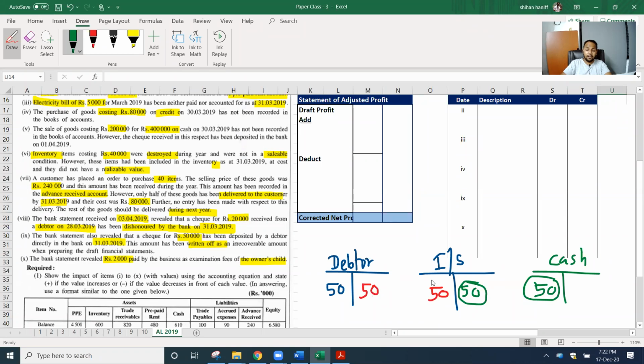If you see the final balance, there is no debtor, he has paid money. And this is our entry. This entry is done. They have done it. That is why they are saying it was done in the draft financial statement. We are doing the second entry. Cash increase, income increase. It's an income.